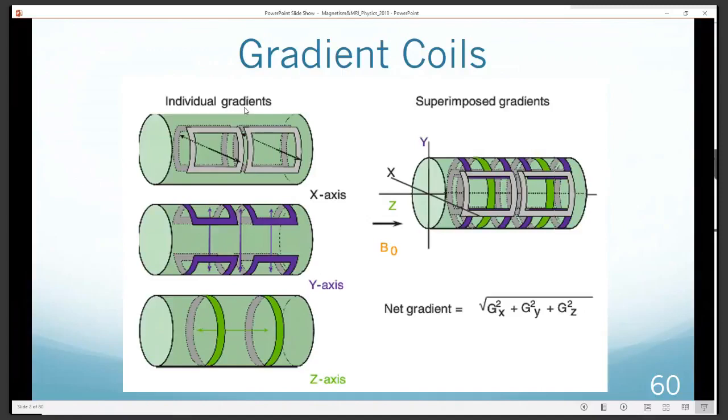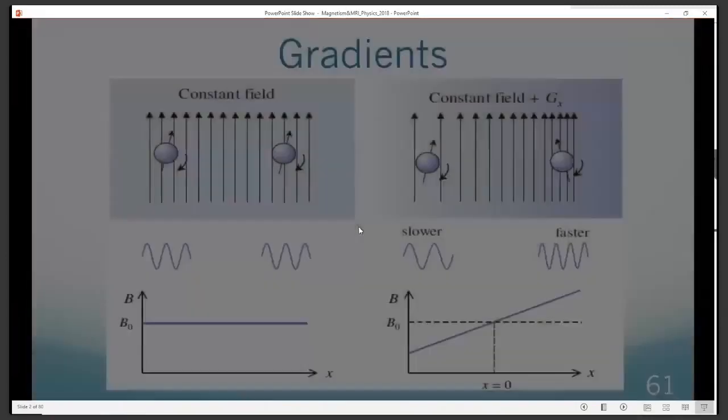The X and Y gradient coils are somewhat different. They're four saddle-shaped coils, but they have the same effect. There's no great effect of the gradient field in the middle of the magnet, in the isocenter, but as you move away from isocenter, the coils increase the magnetic field in one direction and decrease it in the other. The X and the Y are very similar to each other. They're just basically rotated 90 degrees.